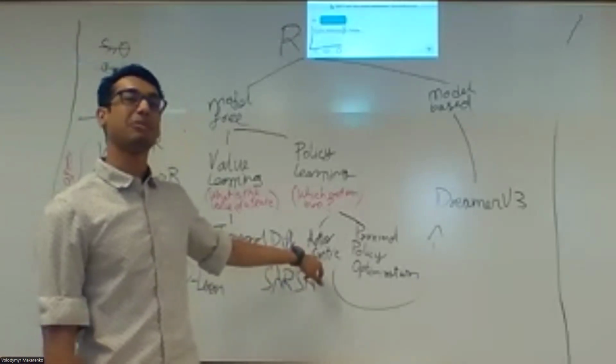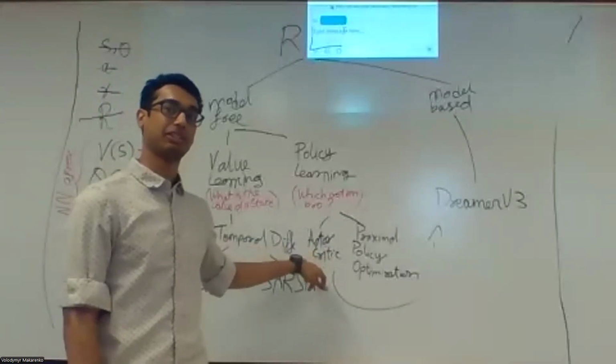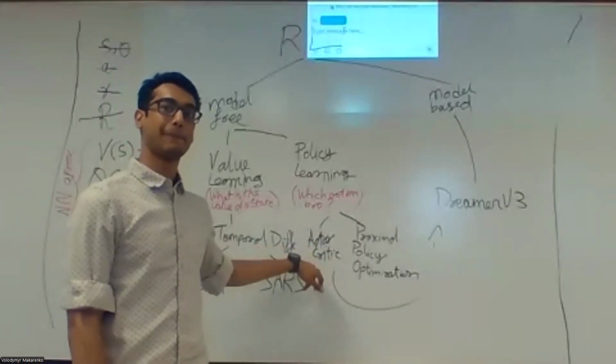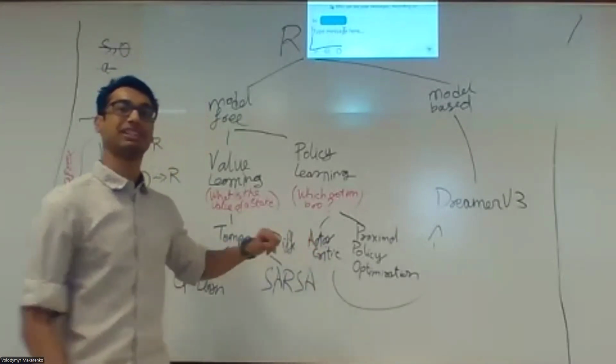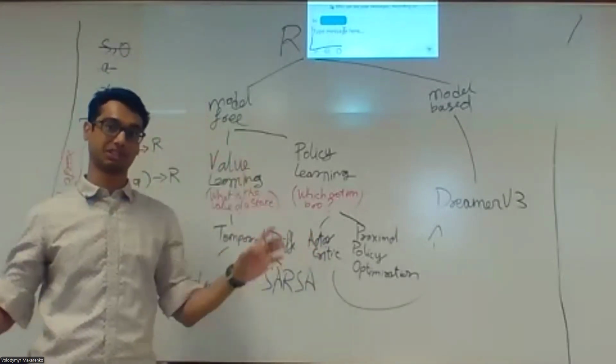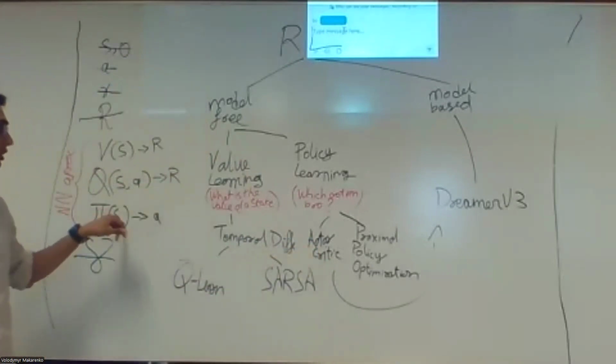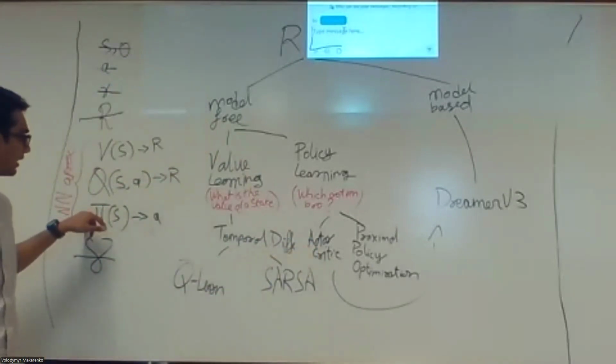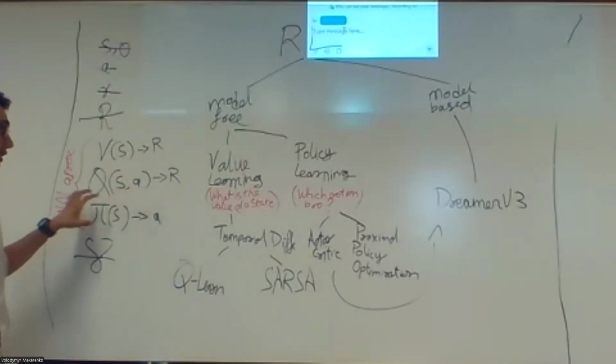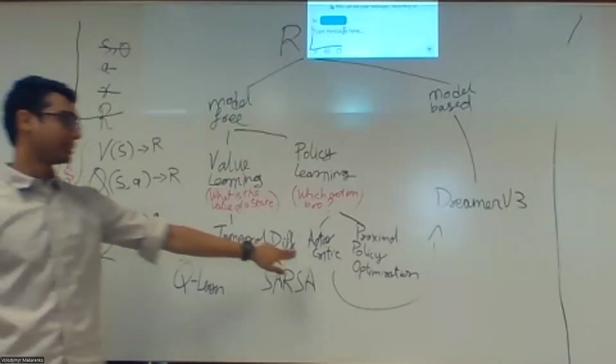Actor critic. Does anyone want to throw a guess at what the idea of actor critic is? In actor critic, you have two components to the algorithm. One component, the actor component, is all about learning a policy, essentially trying to learn what a good policy is, and it takes help from the critic.